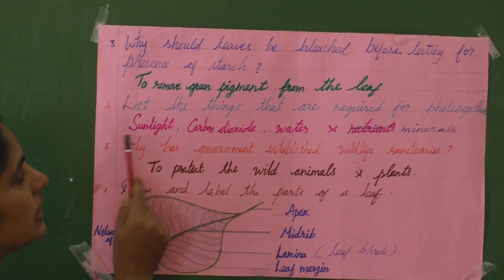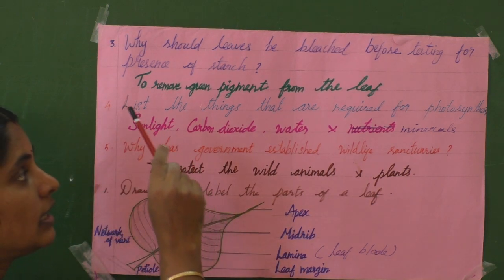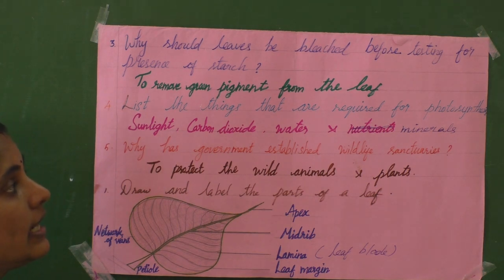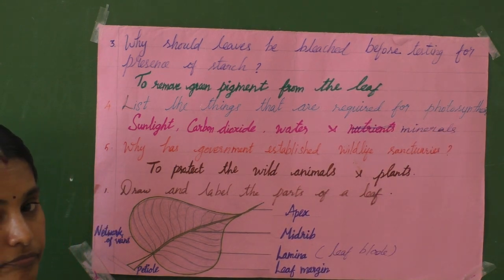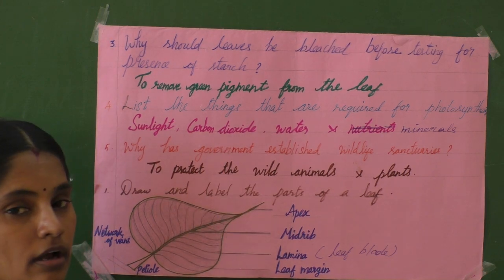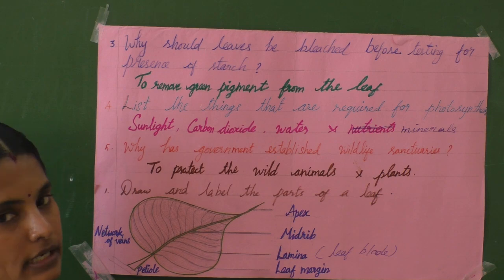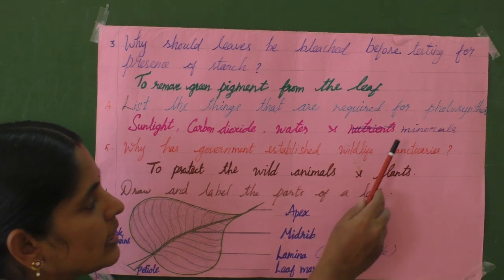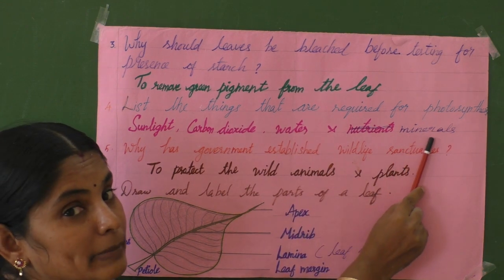Clear, children? Next, fourth question. List the things that are needed for photosynthesis, the food preparation process in plants. Sunlight, carbon dioxide, water and minerals.